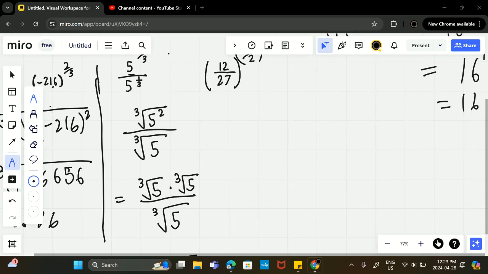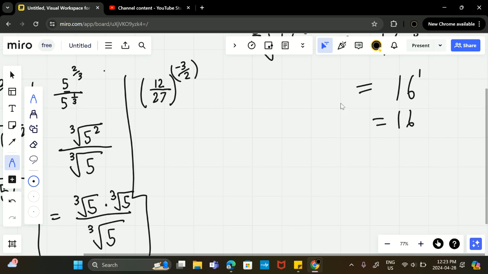Okay, let's get into this last one over here. I feel like I'm starting to run out of space, but anyway, let's get into this one. There's a couple of ways that you can go about it, but I believe the best way to go about this is first just get rid of this negative exponent.